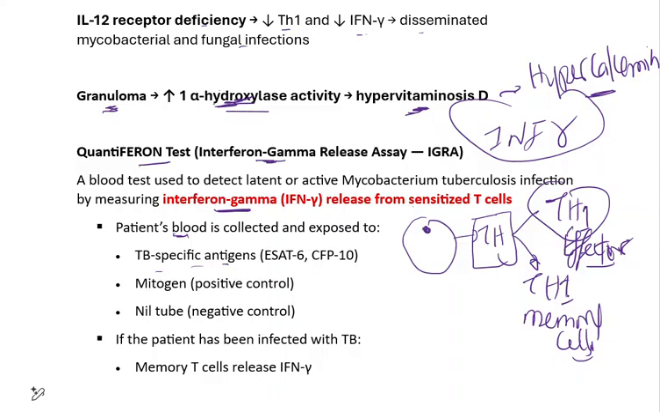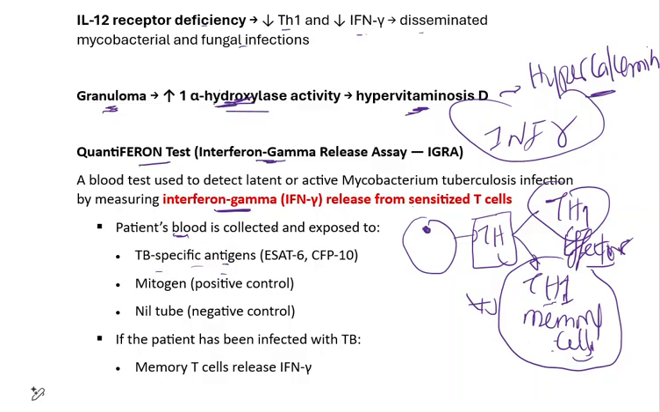So this memory cell now, if a patient has had a latent TB in the past, if they have had a TB and it has become latent, if they have been exposed in the past, then that could create memory Th1 cells. So when you take the blood, and this patient has memory Th1 cells, by the time you introduce this antigen, that's going to activate these memory Th1 cells. And that's going to start releasing what?